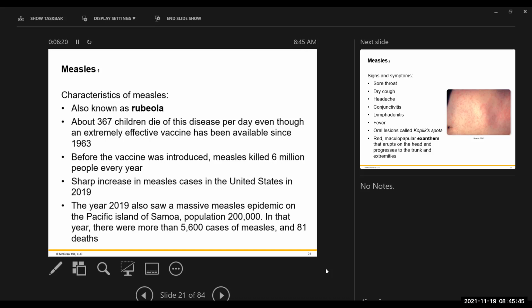Then 1 to 2 days after that, there's a red, blotchy maculopapular rash. It spreads in a cephalocaudal progression. Goes from the head down to the extremities. It spares the palms and the soles of the feet. Remember that. The rash usually fades after 4 days. There might be a cough that lasts another 10 to 14 days. Once you recover from measles, you have lifelong immunity.